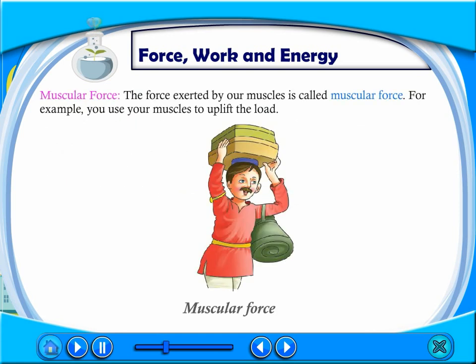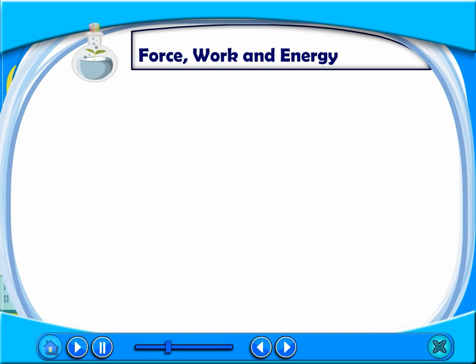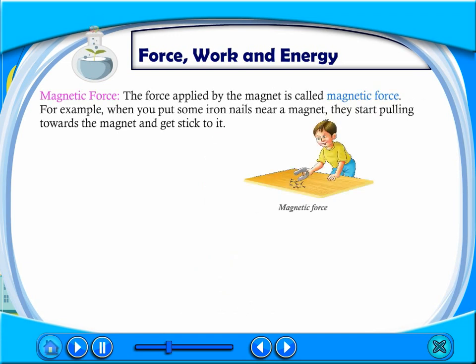Muscular force. The force exerted by our muscles is called muscular force. For example, you use your muscles to uplift the load. Magnetic force. The force applied by the magnet is called magnetic force. For example, when you put some iron nails near a magnet, they start pulling towards the magnet and get stuck to it.